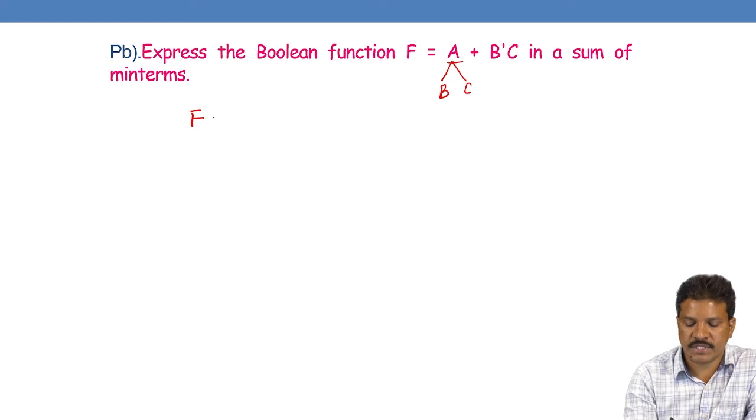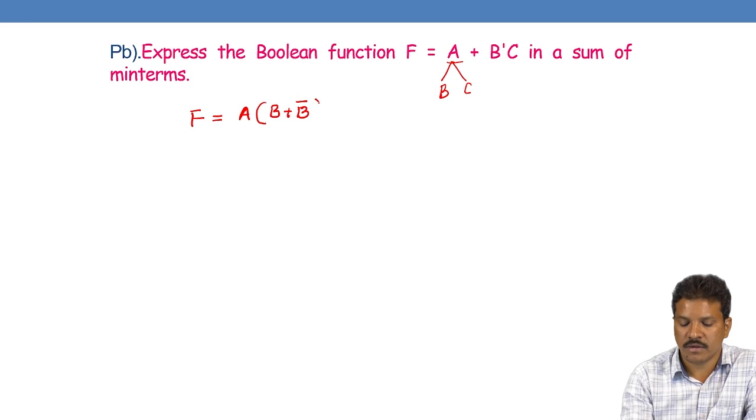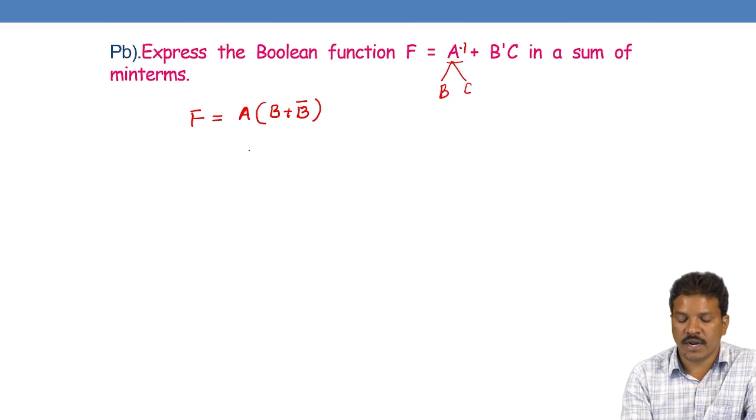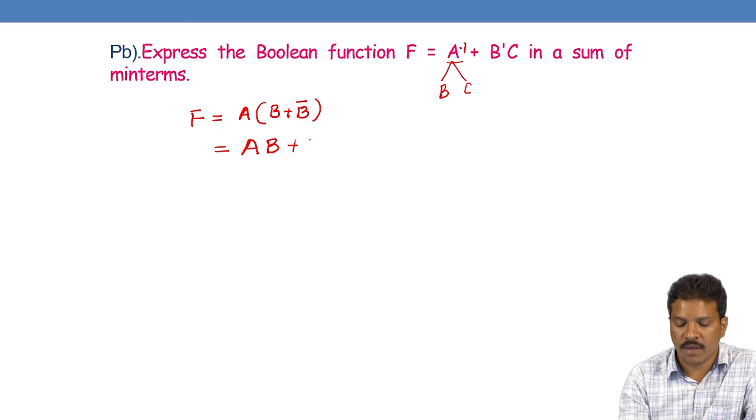Add those missing terms. F = A, and the missing variables are B and C. We can write B + B', and B + B' is equal to 1. So A = A into 1, and 1 can be written as B + B'. So we get AB + AB'.